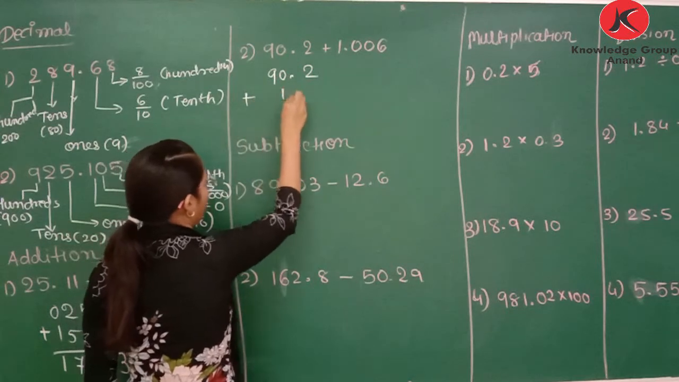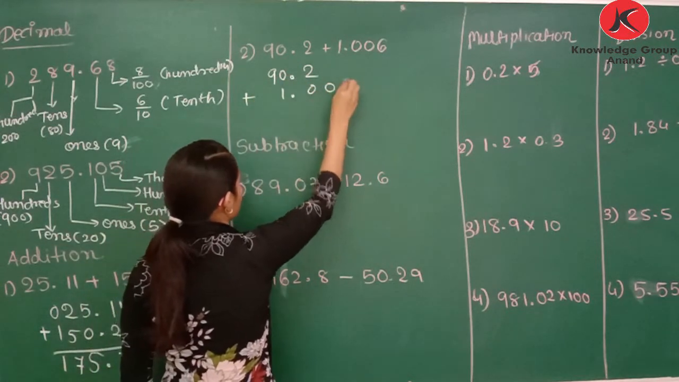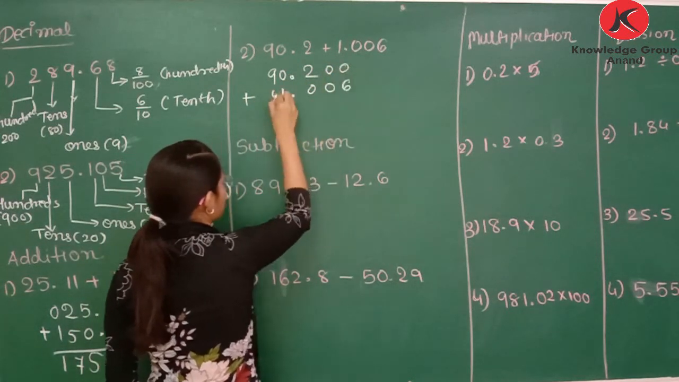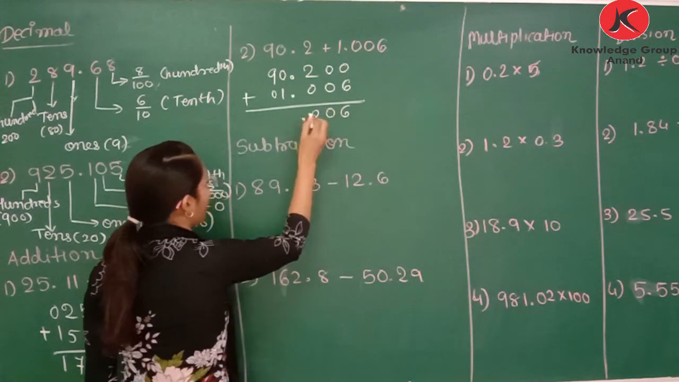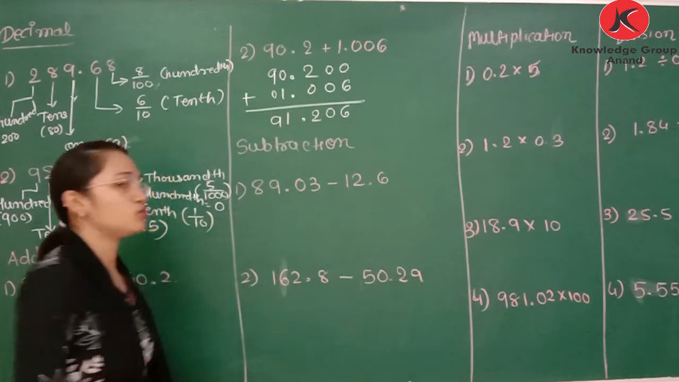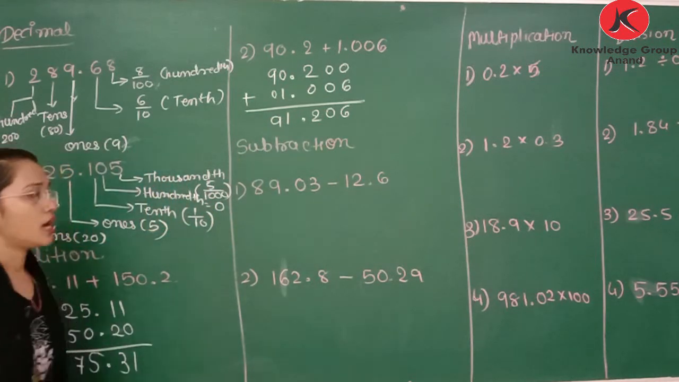Now next, 90.2 plus 1.006. The remaining digits are 0, so 0 plus 6 is 6. Add the rest, and 91.206 will be your answer.